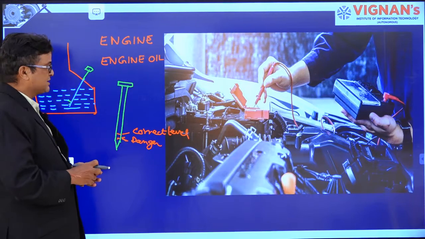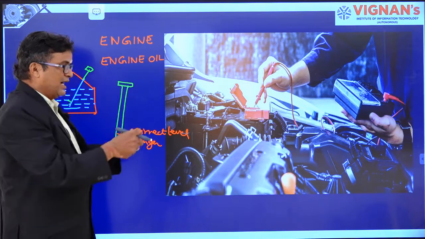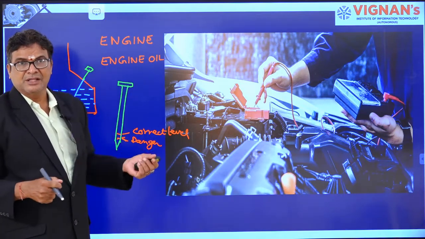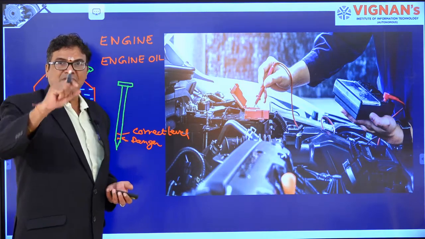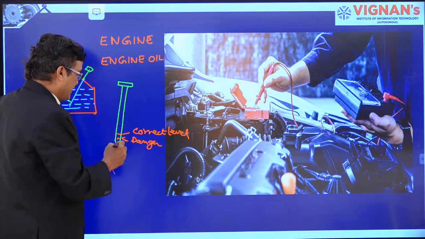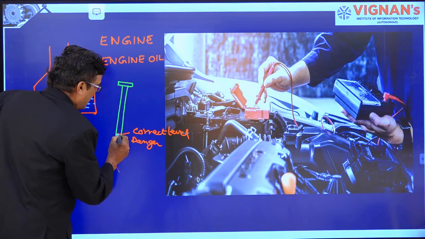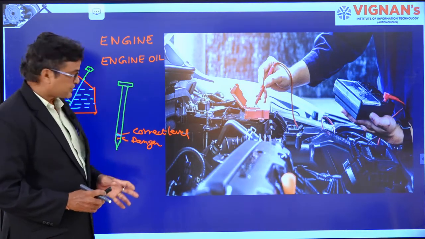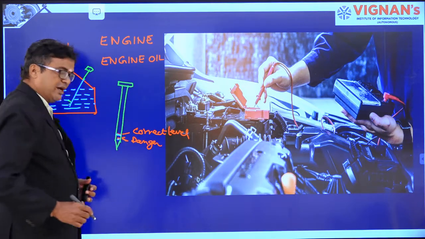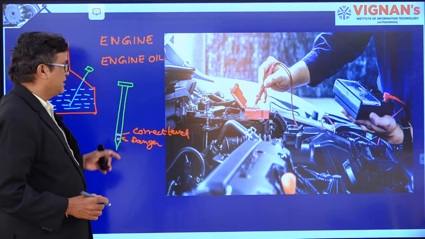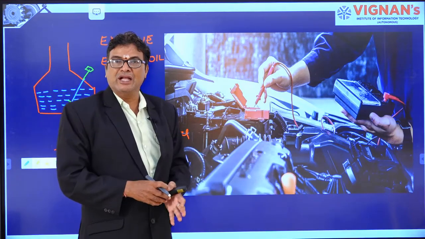How he checks is, he removes the dip rod from the engine's crankcase and first cleans it with a cloth. Again, he puts the dip rod inside the crankcase and removes it. Then he checks where the oil touches, right? If the oil is at this level, it is okay. But when the oil touches only up to this level, it is an indication that the oil is to be replaced and new oil is to be filled.